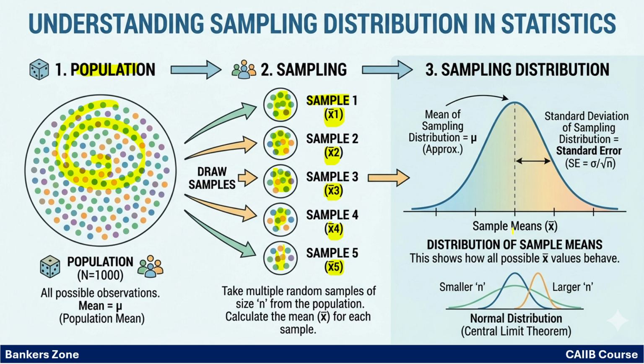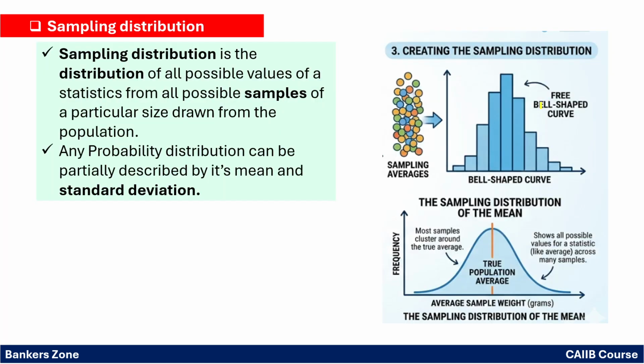So if we plot the graph of a mean of a sample against the probability or the frequency, we will get this type of bell-shaped curve. This is nothing but the sampling distribution, right? So we will see in detail what is sampling distribution.